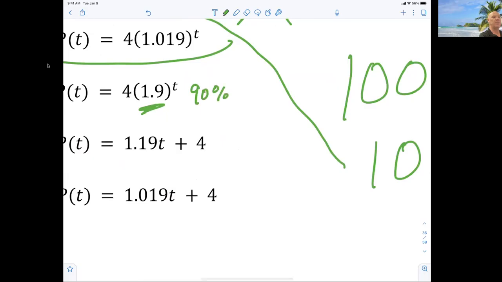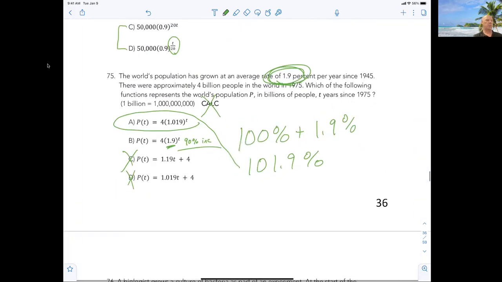1.9 is a 90% increase. That's what that literally means. Everybody's good with that? Again, really good, fine problems that you don't have to be better at math at. You can just know that information. All right, I'm happy with you.